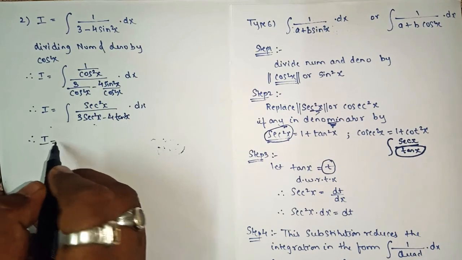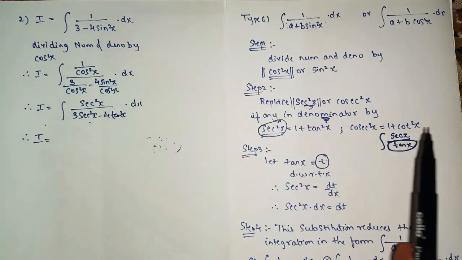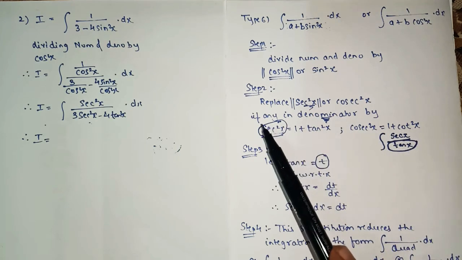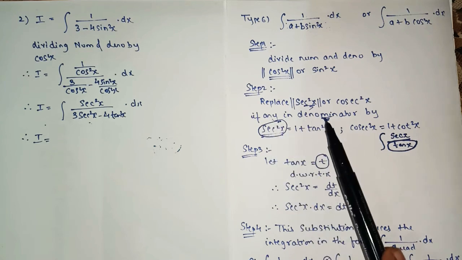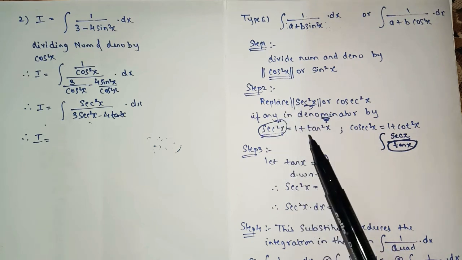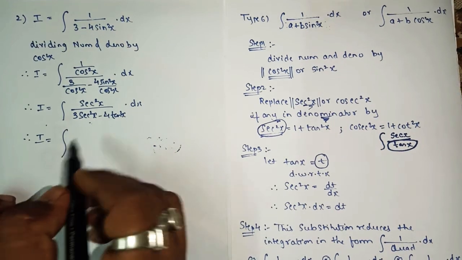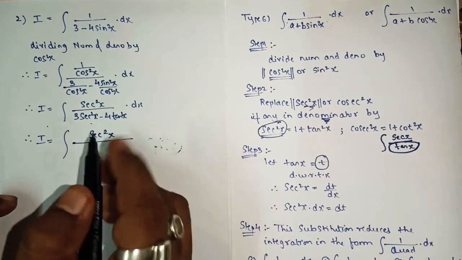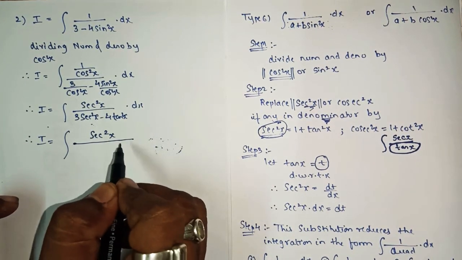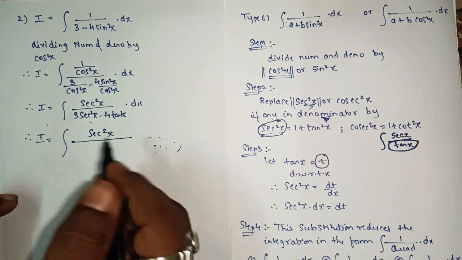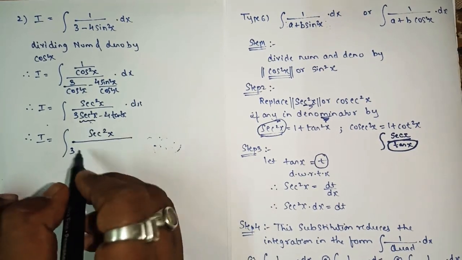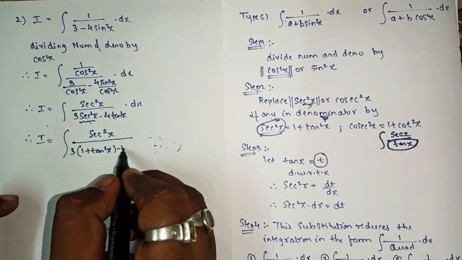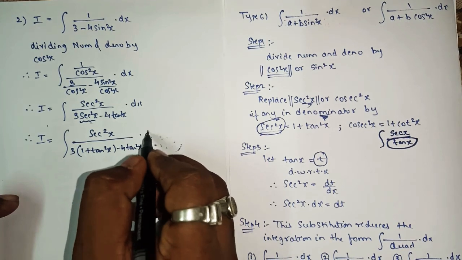Okay, so we are done with step number 1. In step number 2, it says that the numerator should contain only the sec part and the denominator should contain only the tan part. If you see sec square anywhere in the denominator, you have to replace the sec square by 1 plus tan square. Only in the denominator; you keep the numerator sec square as it is, because the numerator should contain only the sec part as per the rule and the denominator only the tan part. So here the sec square will be replaced by 1 plus tan square x minus 4 tan square x into dx.